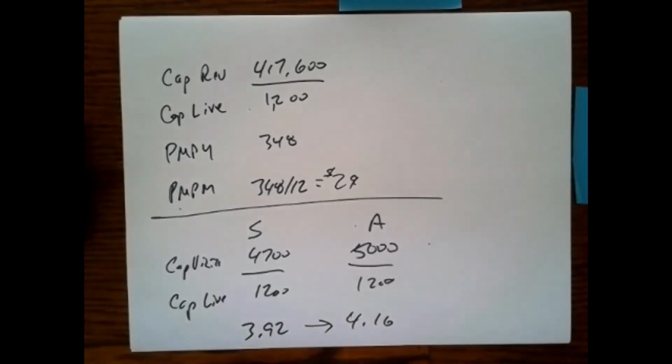We had an increase in utilization. In other words, we thought each of our average patient would do 3.92 visits. They actually did 4.16 visits. So we did not do a good job managing utilization.